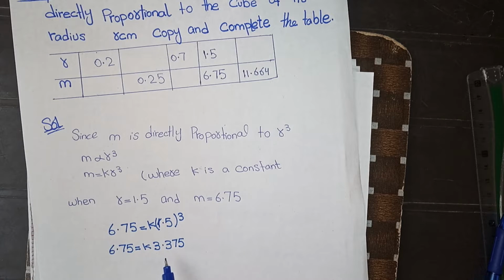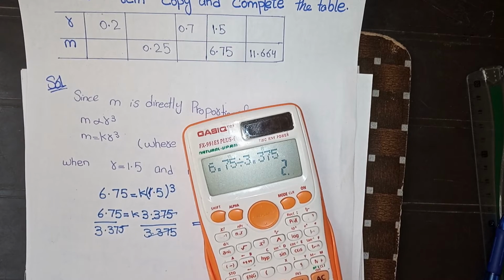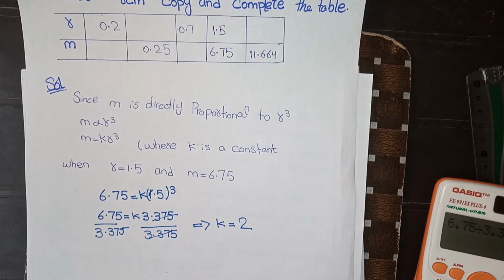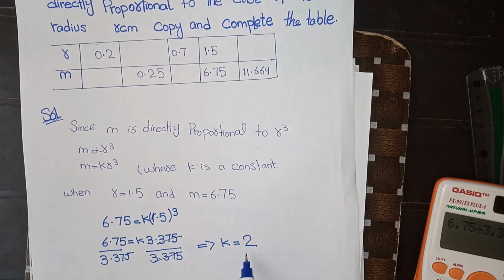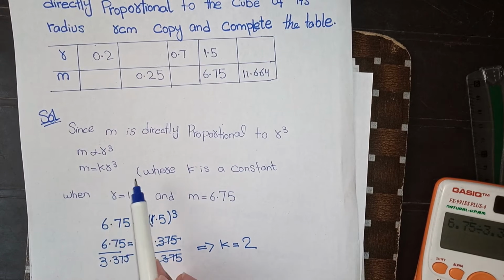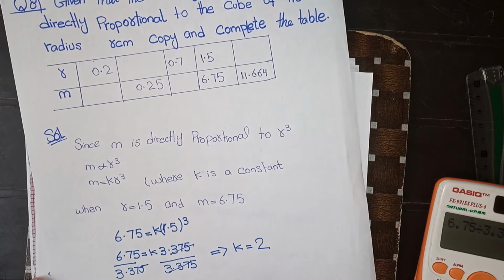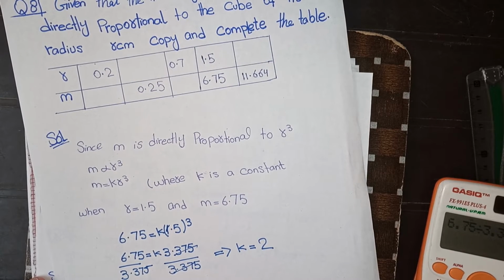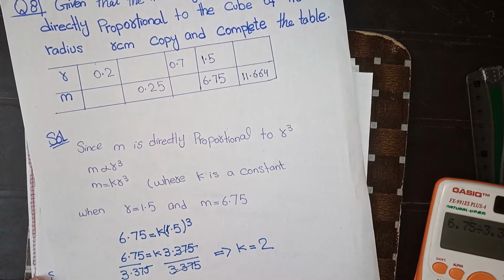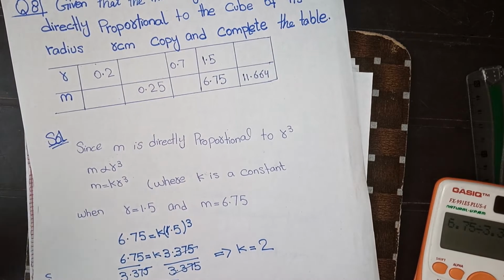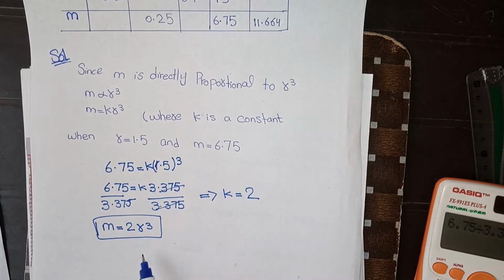We will divide 3.375 on both sides. So k is equal to 2. Now put the value of k in that equation. m is equal to k r cube. When we put the value of k, it will be m is equal to 2 r cube. That equation will be used in all parts of this question.